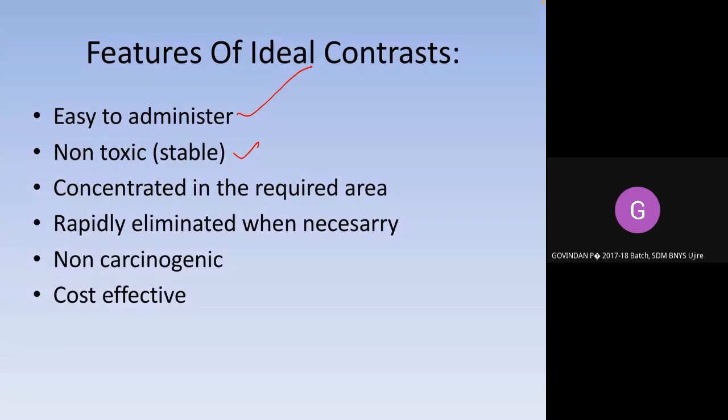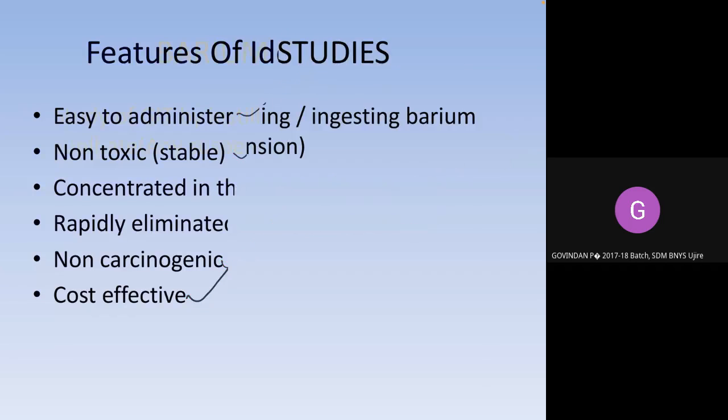Then the next thing we want is it should be concentrated in the area where you want. Suppose you want to study the kidney, the contrast which you give should be more specific to the kidney. And when necessary, it should be eliminated because it should not stay in the body. Other things are it should not be carcinogenic, because most of the radio contrast which people tried earlier were carcinogenic. That is, they can cause cancers, and they should be cost effective. These are some points of ideal contrast. However, such ideal contrast does not exist, and either one or the other bad feature will be there in a contrast.